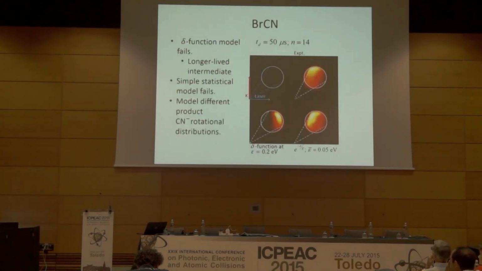So when we attempted the same analysis with the previous species on BrCN, we see that we have a problem. We see that neither model agrees very well with the experimental results collected. When we look at the delta function, we can see that the agreement is very poor. So what we can conclude from that, at the very least, is that the BrCN intermediate must be very long-lived. However, we can also see that the full statistical distribution offers a very poor fit as well.